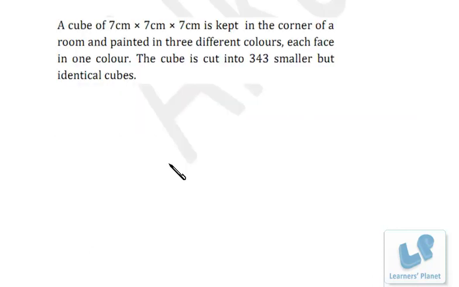Now friends, I have one question based on a set of questions, in fact, based on a cube and its cutting. A cube of 7 by 7 is kept in a corner of a room and painted in 3 different colors, each face in 1 color. The cube is cut into 343 smaller but identical cubes, right? Now what is happening? See, if the cube is put at the corner, that means only 3 faces will be exposed, right? So I'll just draw the figure. There are 5 questions.